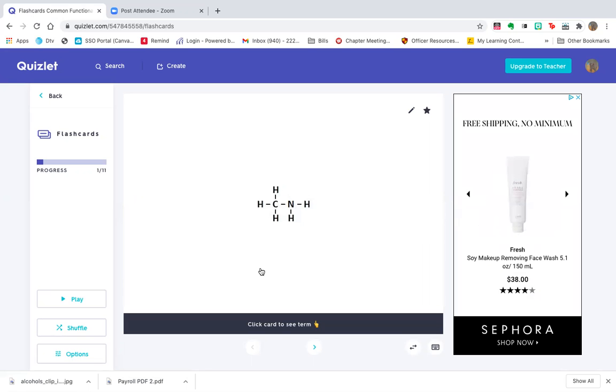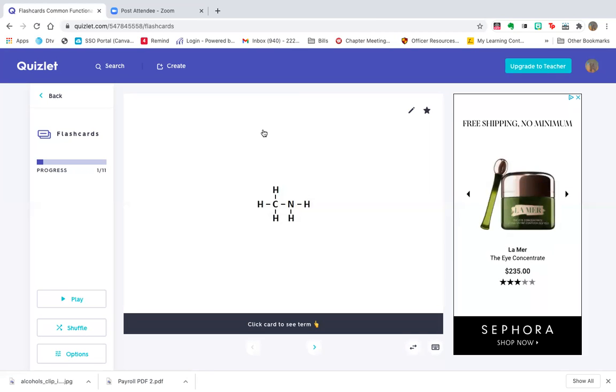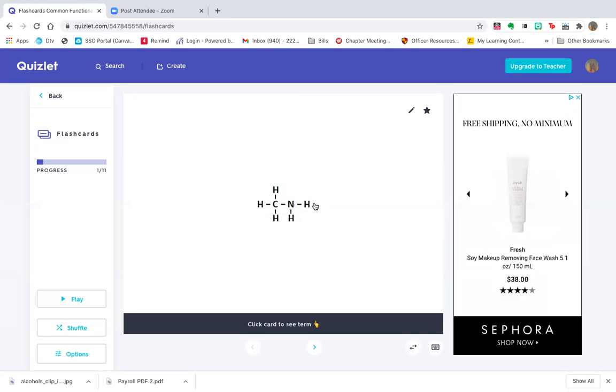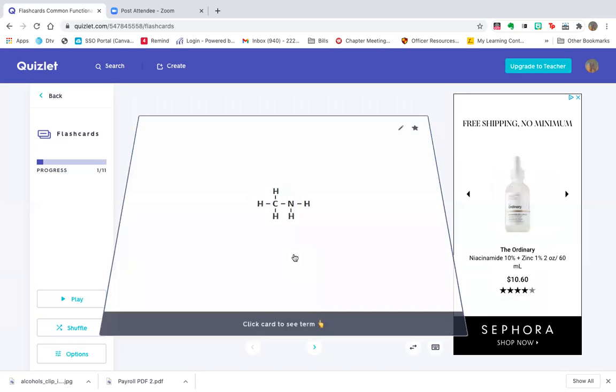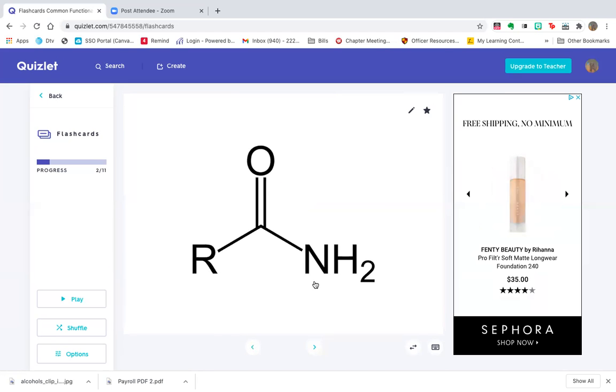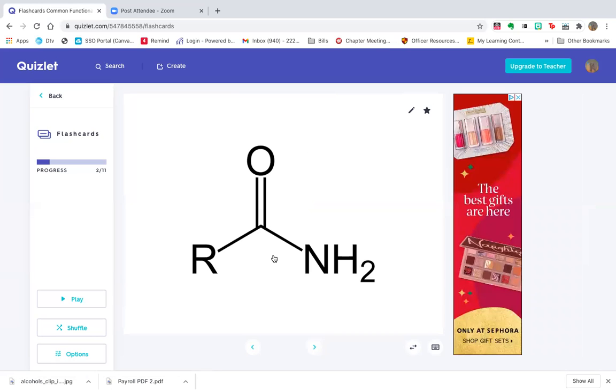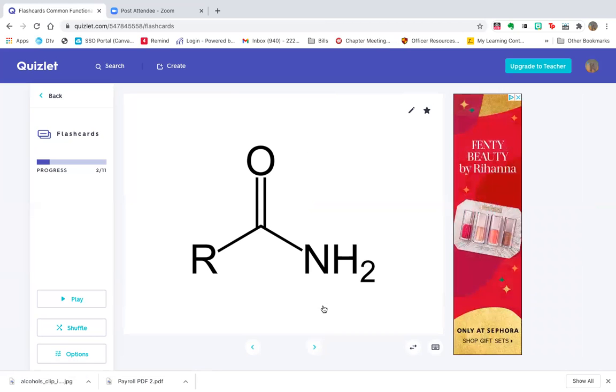But the way to tell if it's one of those two is just by the nitrogen. So if you have a nitrogen, you're going to be looking for either an amine or amide, and then you're going to look to see if it has a double bond to oxygen. If it does, then it's an amide. If it doesn't, then it's an amine. And this one doesn't, so it is an amine. All right. This should be the other one already.